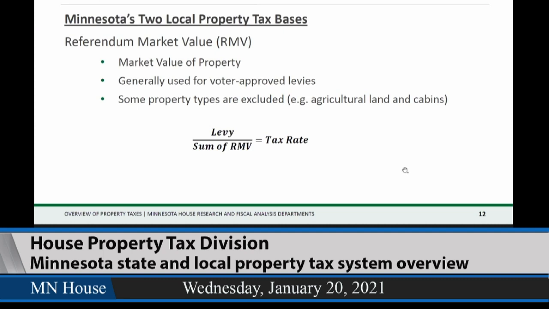So the first tax base is the referendum market value tax base. And this tax base is only used for school operating referendum levies. However, there was a time when this tax base was used for voter approved levies more generally. So there are still some of these referendum levies that have not been fully paid off, and a few that had been approved before 2008 are still being levied on the referendum market value tax base. So referendum market value is simply equal to the market value of each property, and this tax base excludes some property types, including agricultural land and cabins. Next slide, please.